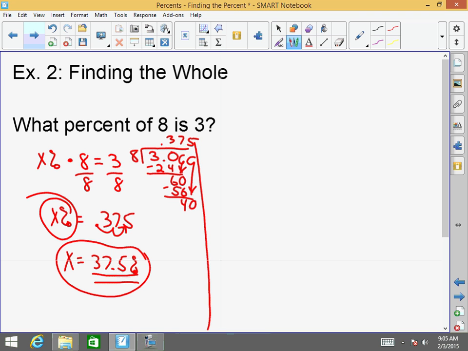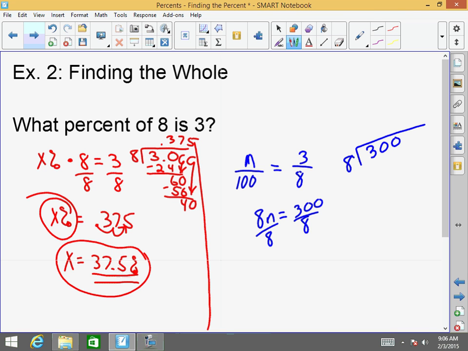That's why I like sometimes doing the proportion method. With the proportion method, you don't have to worry about moving the decimal. What percent, enter x over 100, equals is over of. Cross multiply. 8n equals 300. Divide by 8 to both sides. 8 goes into 300. That goes 3 times.